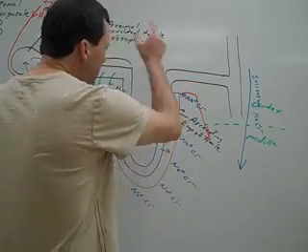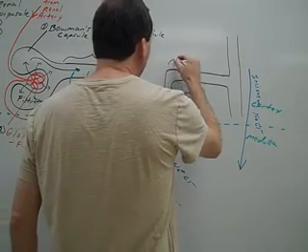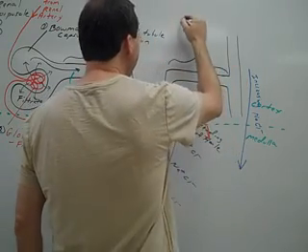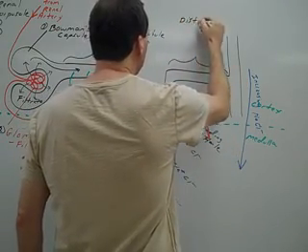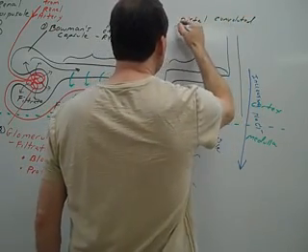Now let's move on to the next part of the assembly line here. And this next part is going to be referred to as the distal convoluted tubule.